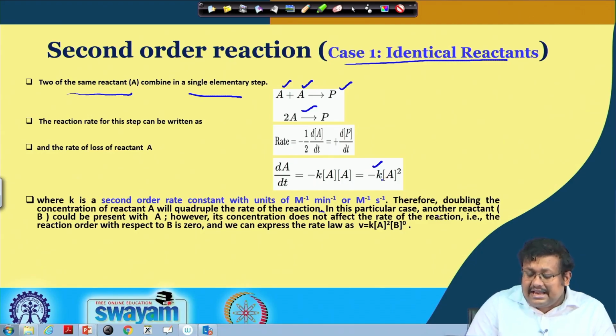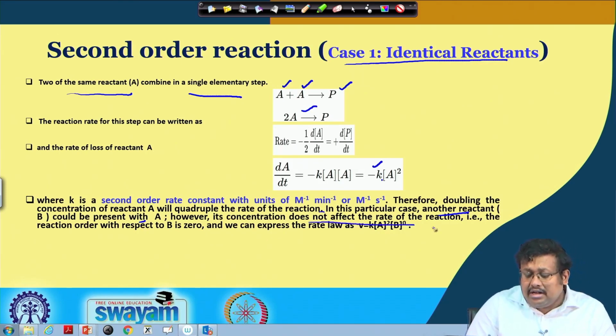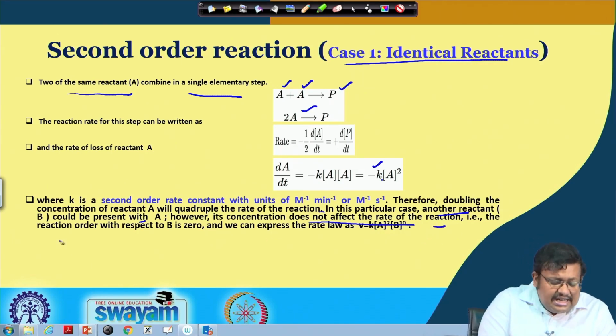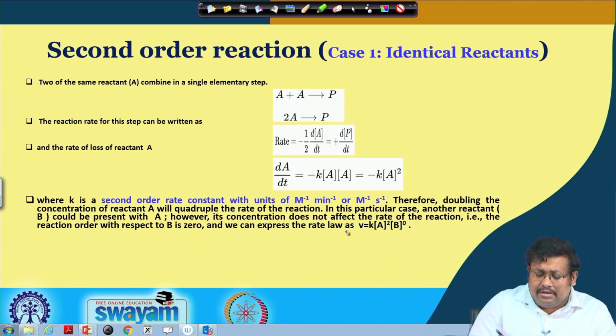In this particular case, another reactant, that is B, could be present with A, which we will see in the next slide. However, its concentration does not affect the rate of the reaction, that is, the reaction order with respect to B is 0, and we can express the rate law as V equal to K multiplied by A squared into B to the power 0, where the partial order for A is 2 and the partial order for B is 0. Okay.